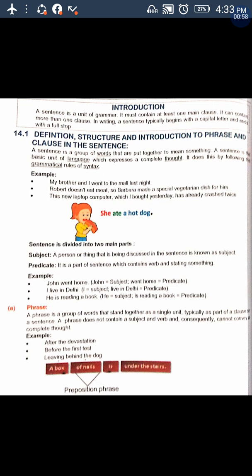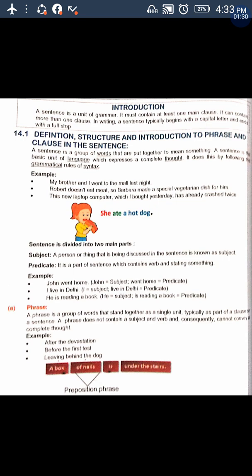Now first of all, let me tell you all what is a sentence. A sentence is a unit of grammar. It must contain at least one main clause. Now I'll explain to you all later on what is a clause. It must contain at least one main clause. It can contain more than one clause also.